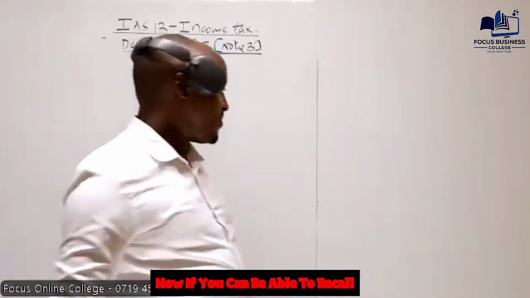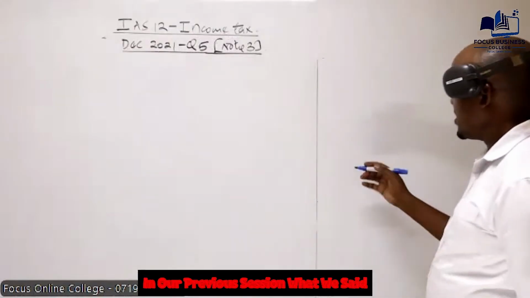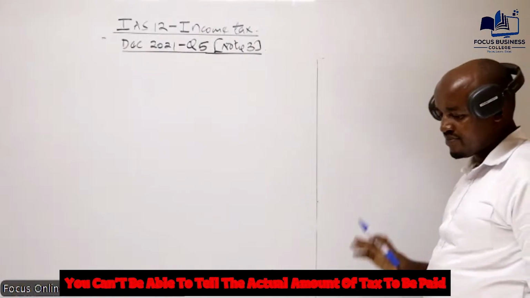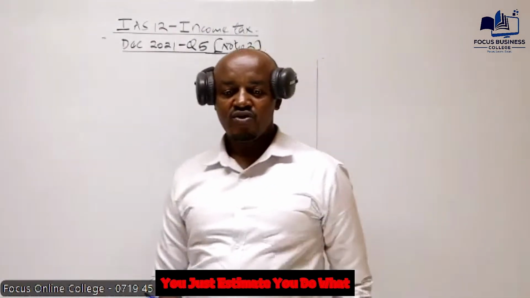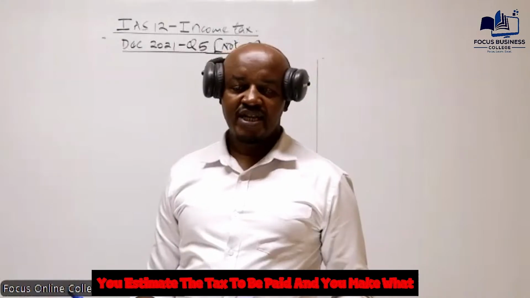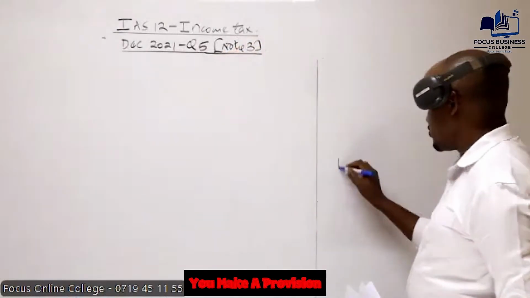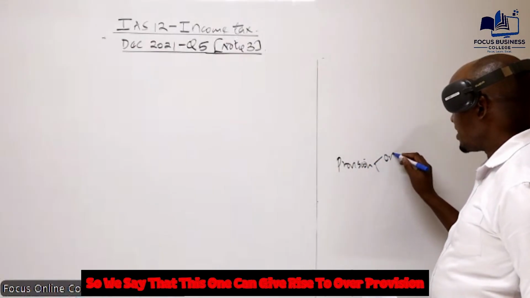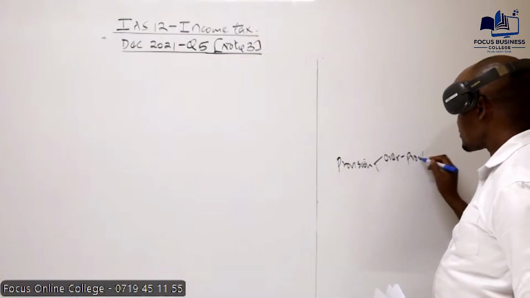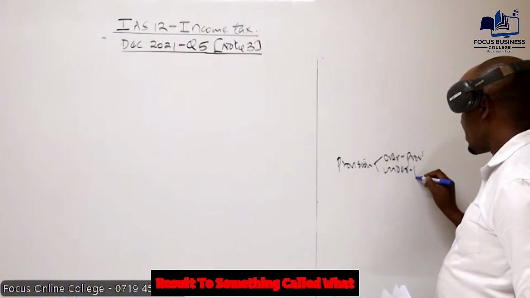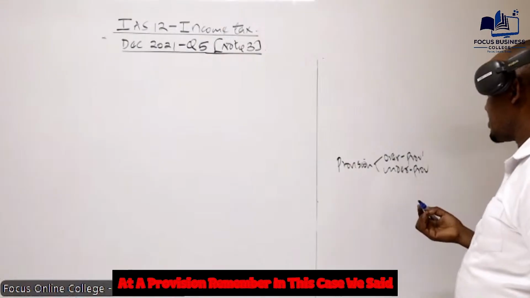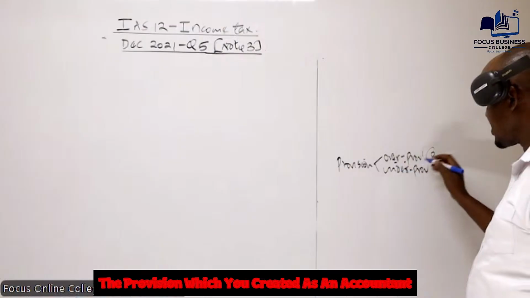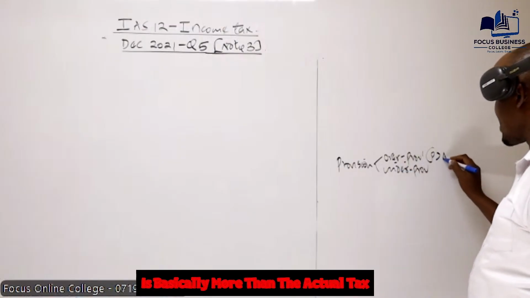Now, if you can recall in our previous session, what we said is that as an accountant, anytime you're preparing the income statement or the financial statement, you can't tell the actual amount of tax to be paid. You just estimate the tax to be paid, and you make a provision. Once you have made a provision, this can give rise to over provision, or this can result in something called under provision. Remember in this case we said over provision arises whereby the provision which you created as an accountant is more than the actual tax.